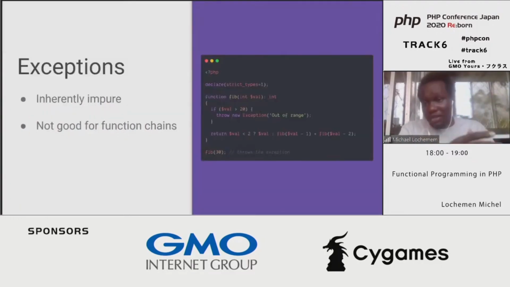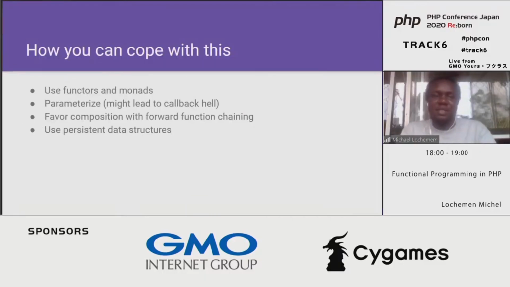So I said something about exceptions and why they're inherently impure is because they don't really return a value. They don't evaluate to a value. They strain the runtime and are not good for function chains because they break the rules of referential transparency. When an exception is thrown, you don't really get a value out of it, right? So how do you create a chain on top of that, right? So how do you cope with this, right?